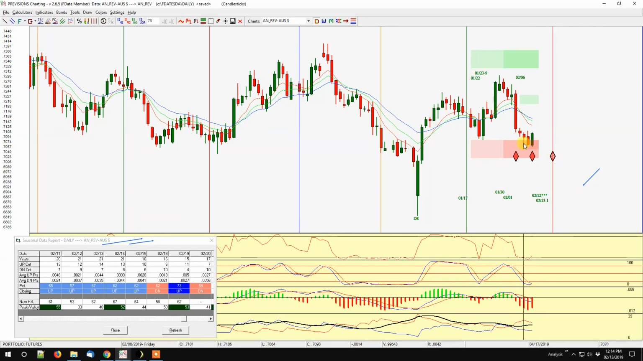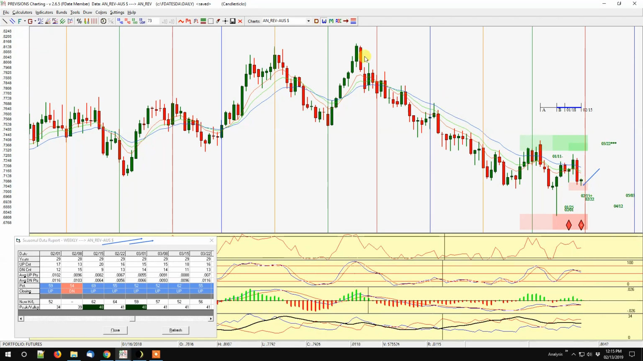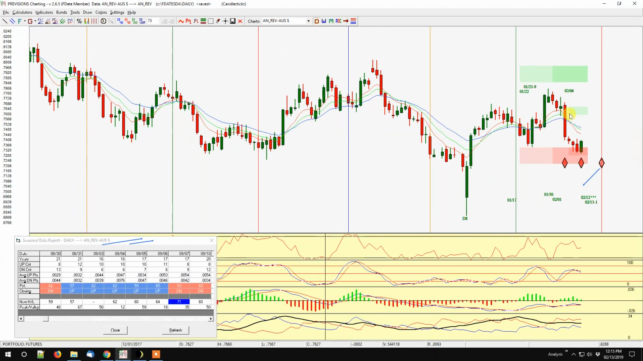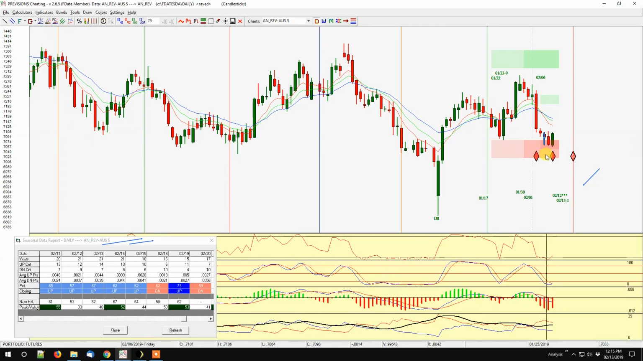We're in the oversold zone in the daily time frame as well as we were in this weekly time frame. So when you have your weekly and your daily seemingly in agreement, this is a good thing, especially if you're looking to get into the market.